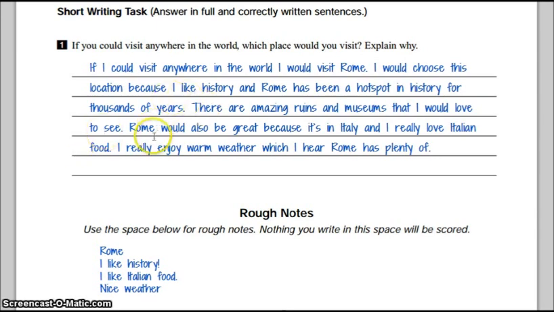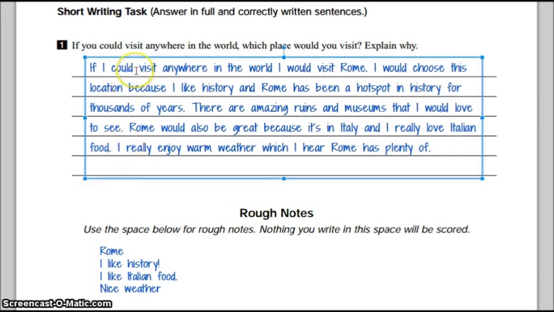Now, in my reading over, I can hear it to myself, and I can see this last sentence just seemed to be stuck on there. So I need a nice transition word here. I think it would make it sound a little bit better. So I also really enjoy. So then it's Rome would also be great because it's in Italy and I really love Italian food. I also really enjoy warm weather, which I hear Rome has plenty of.